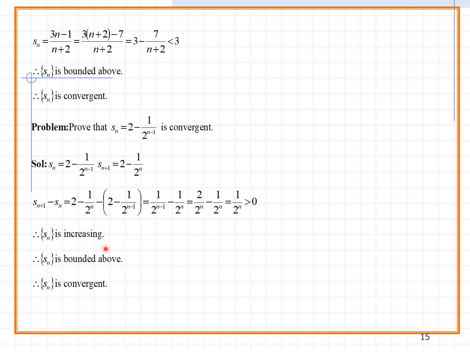Once the sequence Sn is increasing and bounded above, you get a particular value. So that is why the sequence Sn is called convergent.